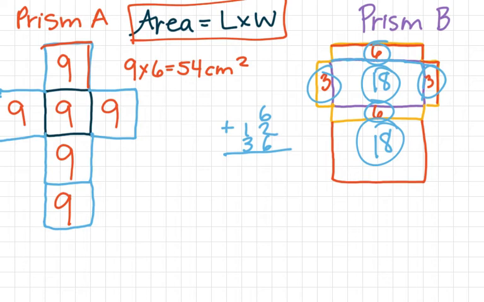6 plus 2 is 8, plus 6 is 14. 1 plus 1 plus 3 is 5, so 54 centimeters squared. Wow, did you anticipate that? Let's go back and answer the question then.